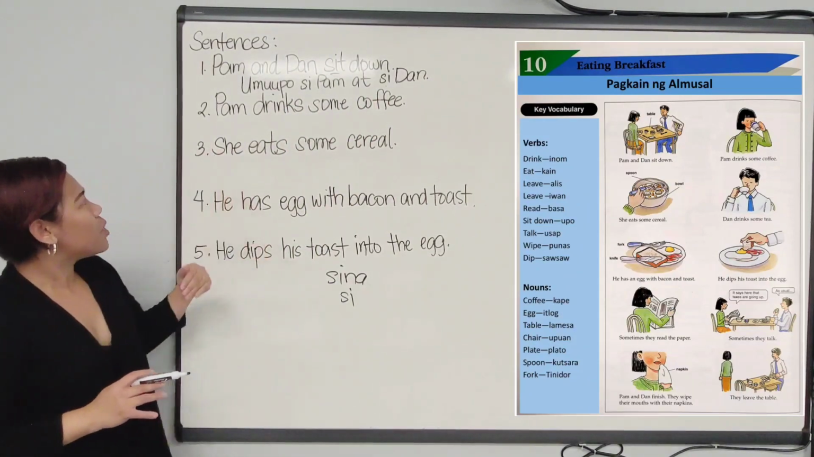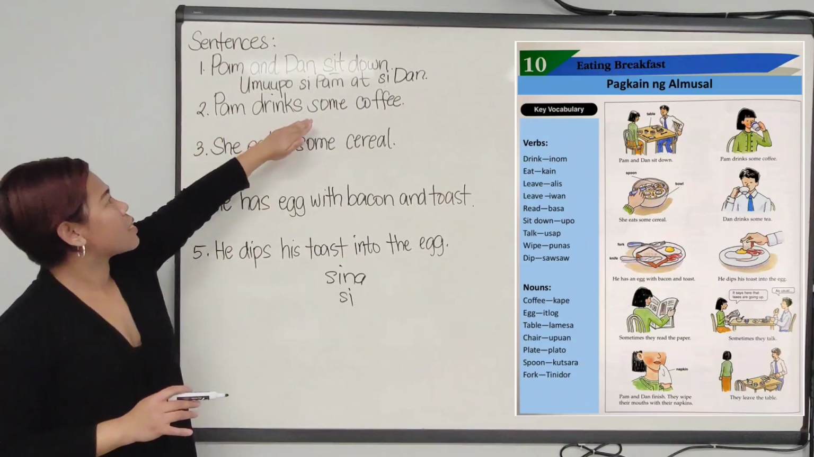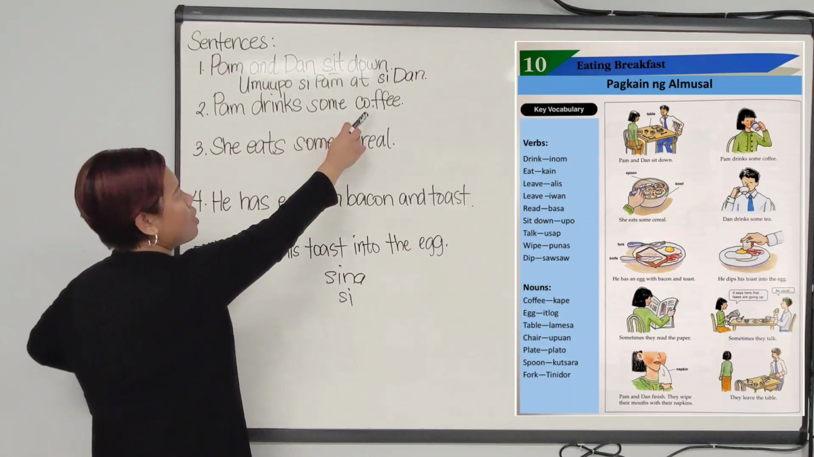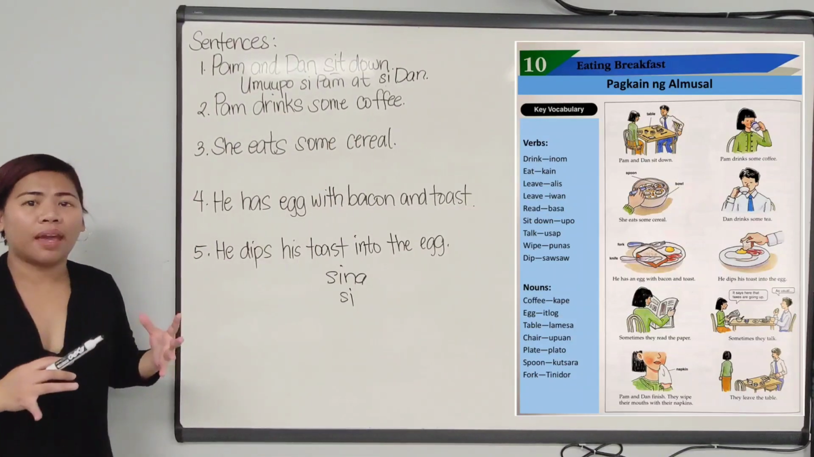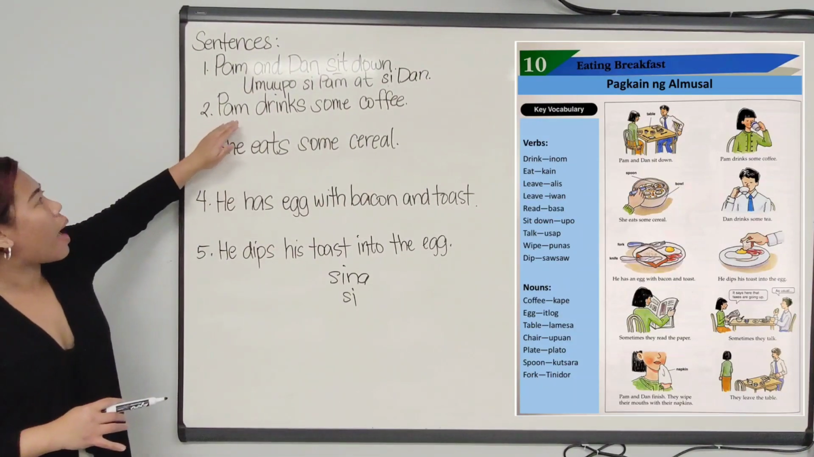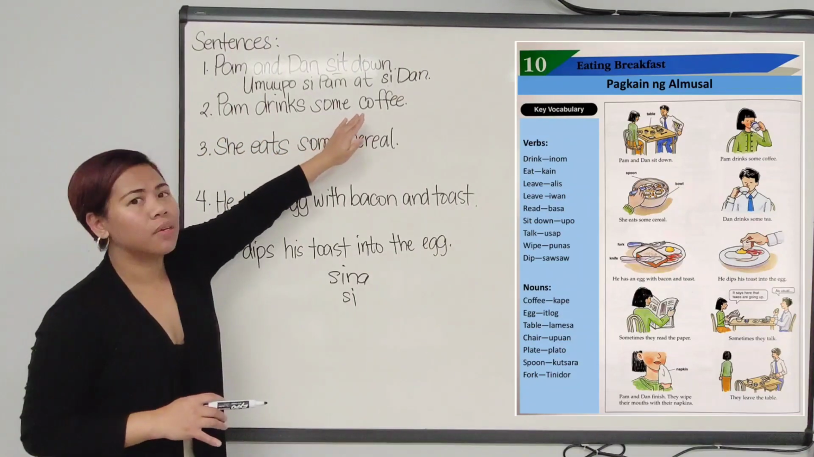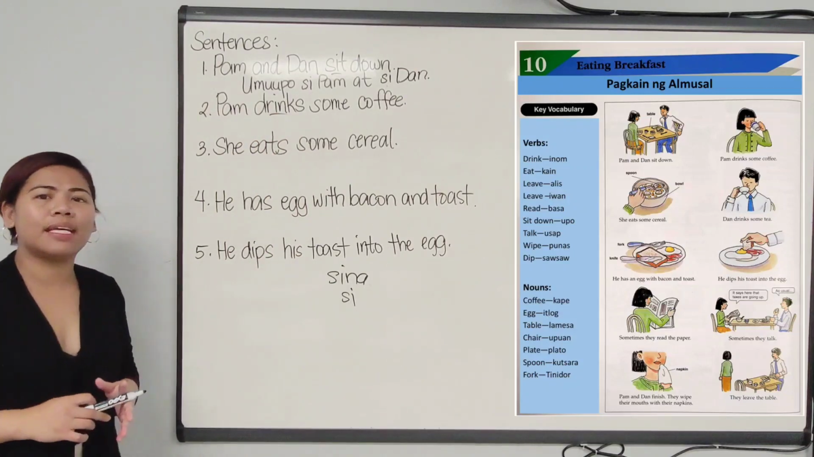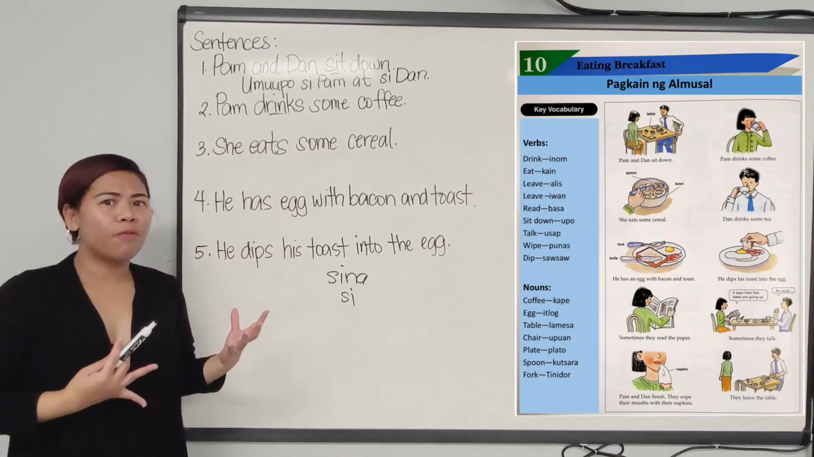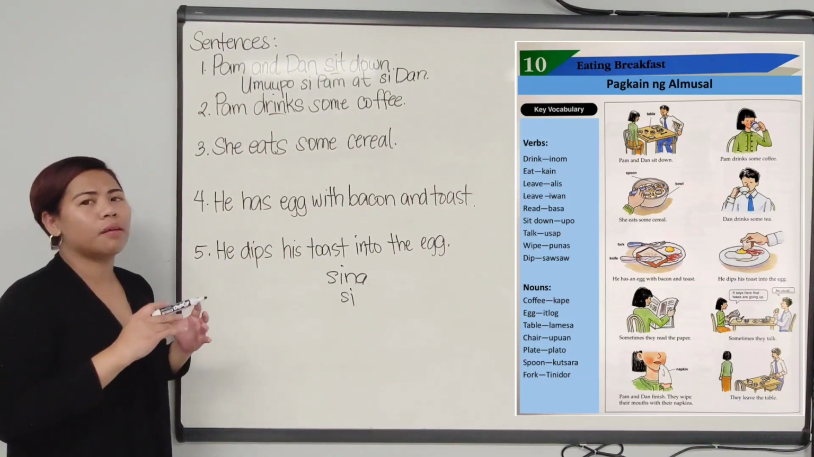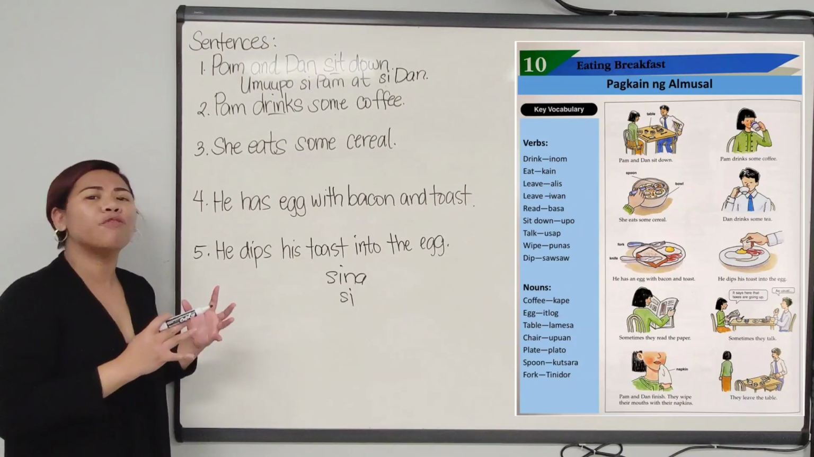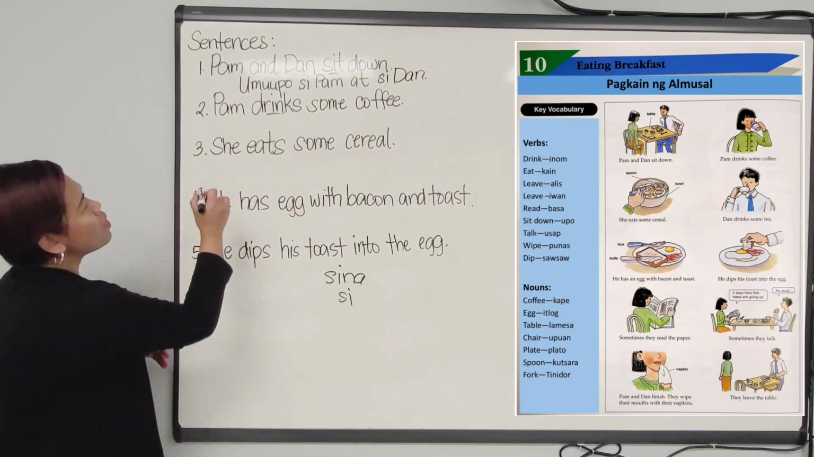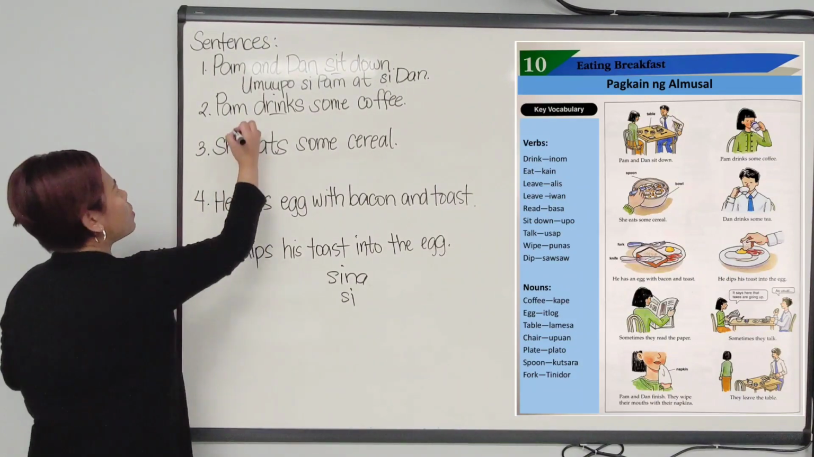Alright? Number 2, Pam drinks some coffee. I forgot to mention coffee in Filipino is kape. Okay? Kape. So Pam drinks some coffee. So our verb is drinks. What's drinks again? In present form of the verb, drink is inom. Present form, umiinom. Right? If you took down notes. So, umiinom. We will start with umiinom.